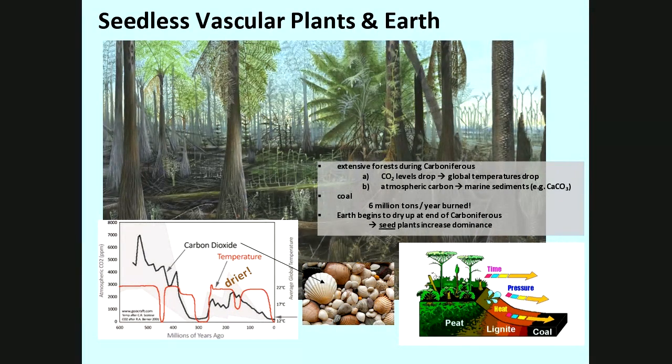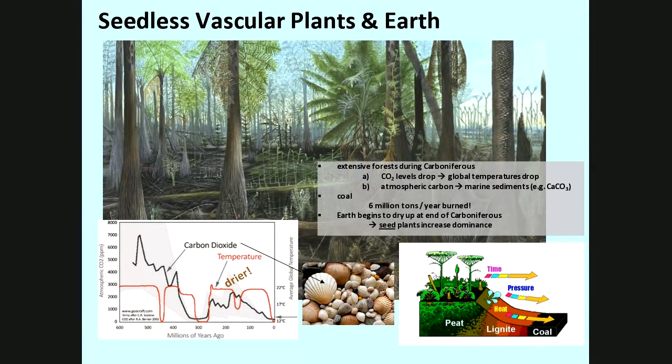All right, toward the end of the Carboniferous, the Earth begins to dry up. And when you dry up, things that allow you to survive this drying up are going to be favored. So seeds would have been favored. Seeds are actually better at surviving than spores, so there would have been more of an emphasis on seed plant evolution, and that's, of course, where we'll move into next.